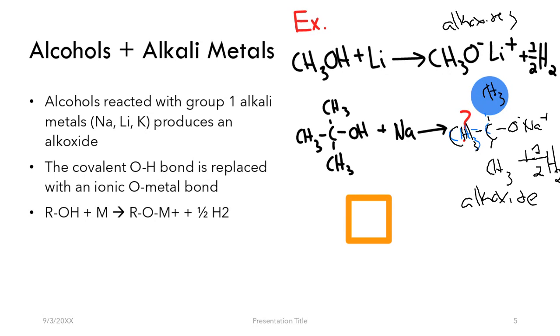We good on that? Okay. Again, you won't need to know the mechanism for that, but he'll probably give you something like this on a test and ask what this makes. You'll just be expected to know that alcohols and alkali metals make an alkoxide.